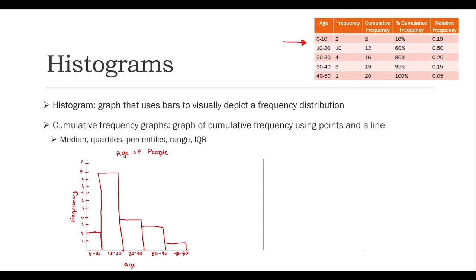So that's a histogram. For cumulative frequency graphs, you create a graph of the cumulative frequency using points and a line. And from this graph, you can find your median, quartiles, percentiles, range, and IQR. So for our cumulative frequency graph, on the bottom we'll have our ages. So there's 0, 10, 20, 30, 40, 50. And this is the age. And then we'll have our cumulative frequency on our y-axis. And that needs to go up to 20 because there's a total of 20.